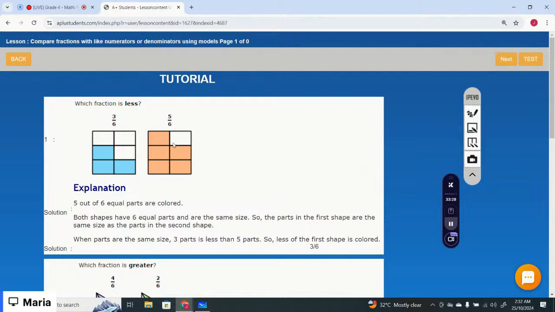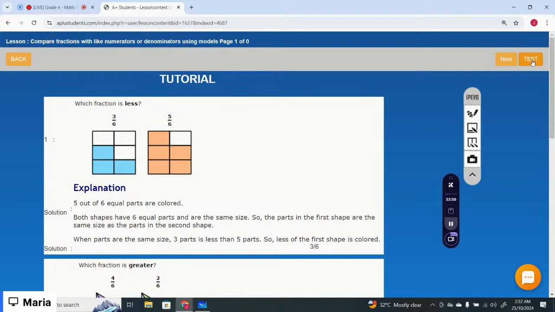Then for here you have again 6 portions, 5 of them are colored. You need to see which fraction is less. The one that has the less portion colored is less, and the one that has the most portion colored is more. So which is less? Blue one. 3 by 6 is less because you have only 3 portions colored out of 6. So 3 by 6 is less than 5 by 6. Got it?